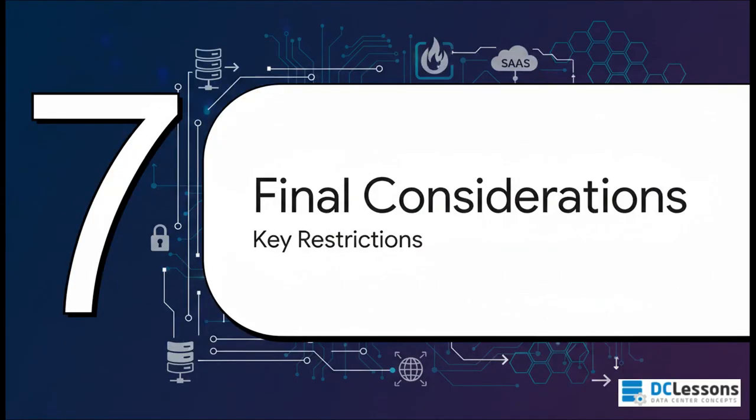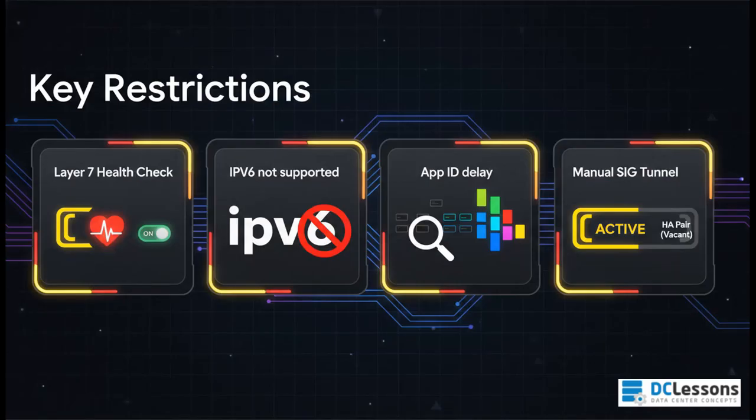Okay, now before you run off and start designing this, there are a few important details, some gotchas if you will, that you absolutely need to know to make sure your deployment is a success. Let's run through the big four. Number 1, you have to, I repeat, have to enable Layer 7 health checks for those SIG tunnels. If you don't, the system has no way to actually probe them and the whole thing falls apart. Number 2, as of now, this feature does not support IPv6, so keep that in mind.